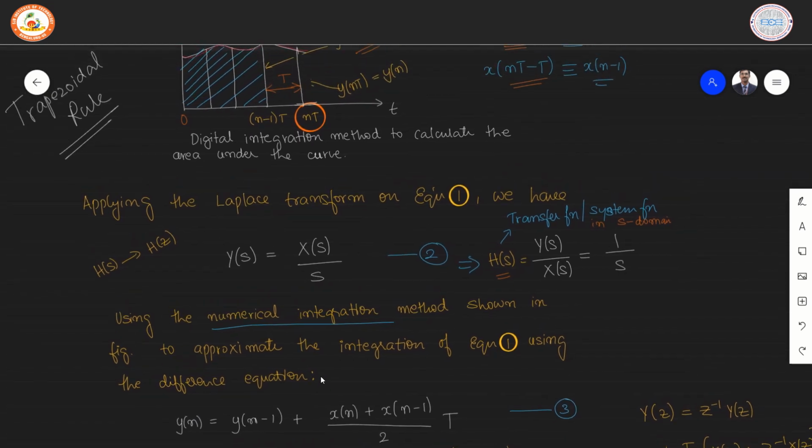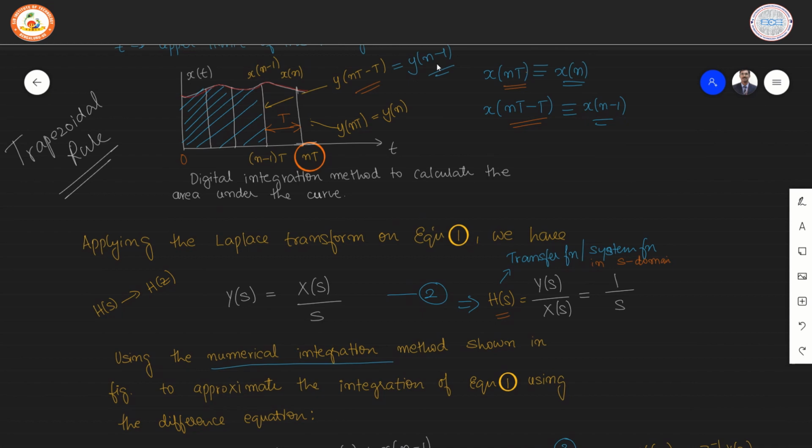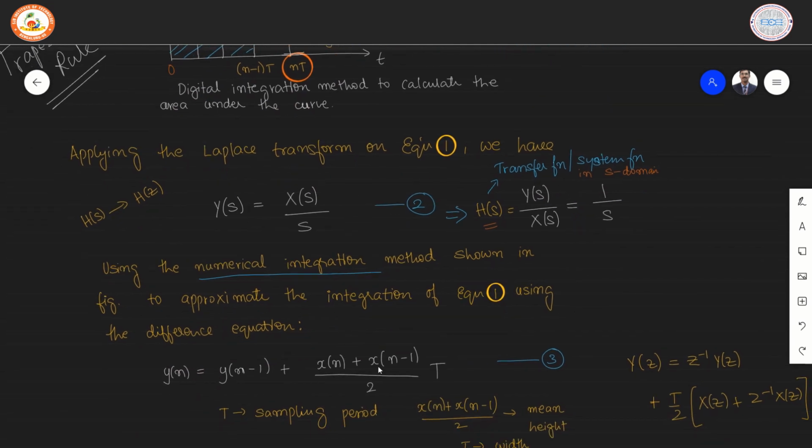First, we compute the area up to the time instant (n minus 1)T. It is given by y(n minus 1). The extra area which is obtained after the additional time interval of T is calculated as follows. We know the width is equal to capital T. The height is determined using the average amplitude. To calculate the average, we take [x(n) plus x(n minus 1)] divided by 2. So we are getting the average height multiplied by the width. This is equal to the area. Hence, equation 3 tells about the total area under that curve.